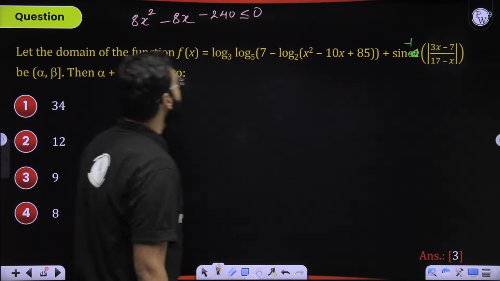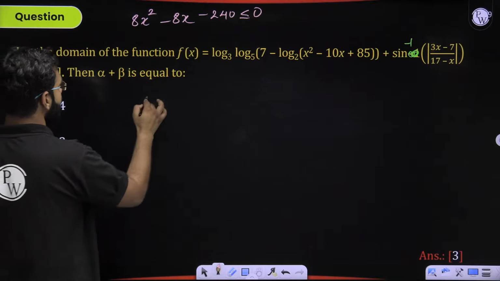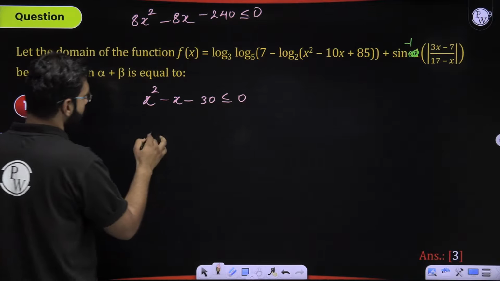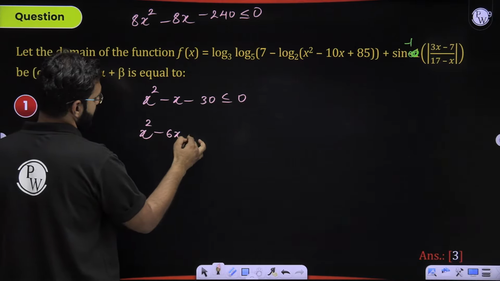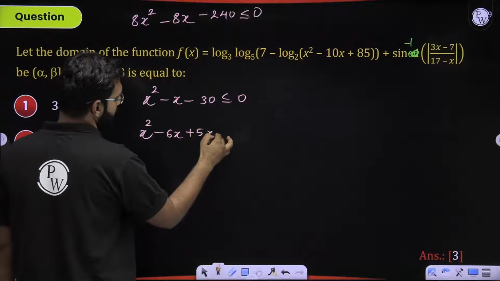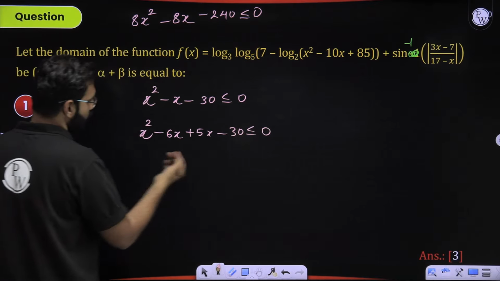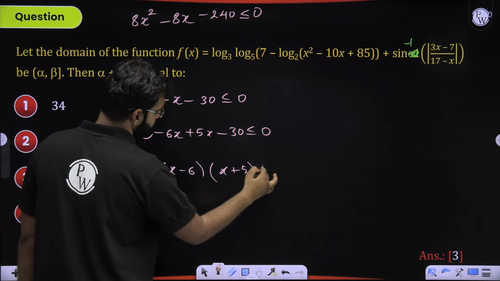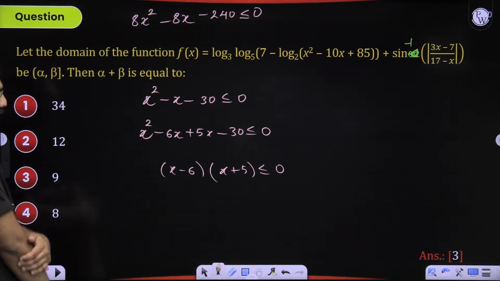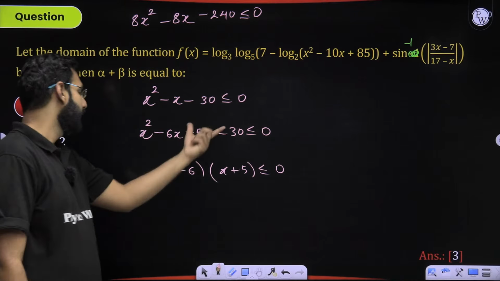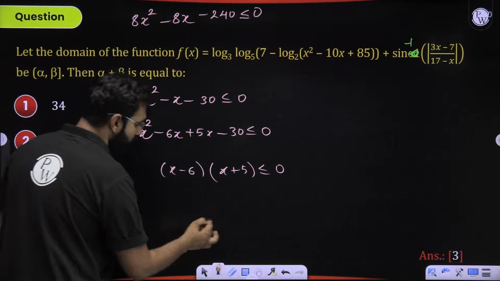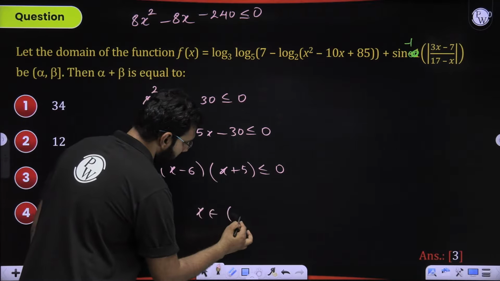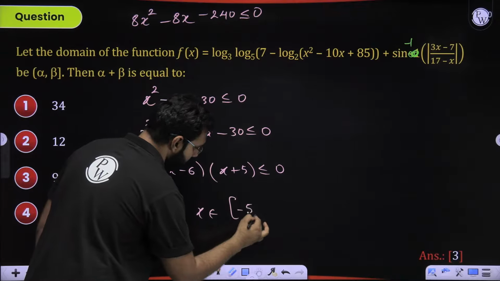Now when I solve this further, what do I get? 8 can be taken common, so it leaves you with x squared minus x minus 30 less than or equal to 0. So there you get x squared minus 6x plus 5x minus 30 less than or equal to 0. One of the factors will be x minus 6, the other factor will be x plus 5. So with that, I hope you are understanding. Minus 5 and 6, so x will be in the closed interval from minus 5 to 6.